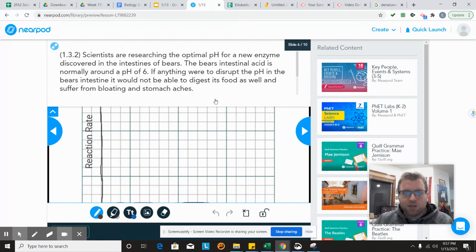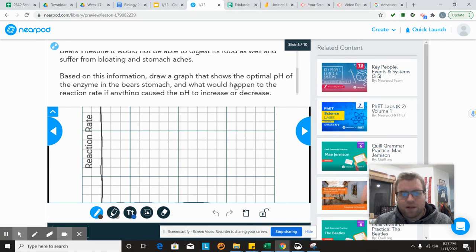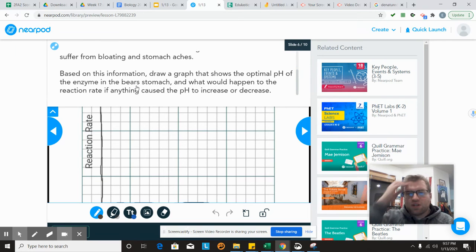Your second graph deals with the bears and the pH in their intestines. You see, the bear's intestinal acid is normally around a pH of 6. If anything were to disrupt the pH in the bear's intestine, it would not be able to digest its food as well and would suffer from bloating and stomach aches. So based on this information, draw a graph that shows the optimal pH for the enzyme in the bear's stomach and what would happen if anything caused the pH to increase or decrease, right?